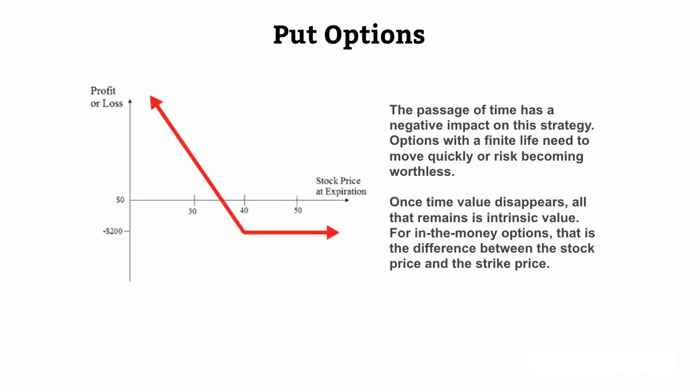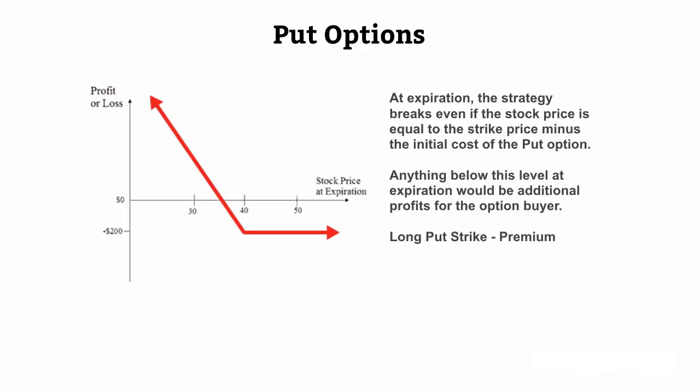Now, the passage of time, just like with call options, with a long put option and long call option always negatively impacts the options. Options are finite. They have a definitive date in which they expire. So as time passes and time erodes, the value of these options goes down because there is less time for the stock to swing into a potential profit zone.